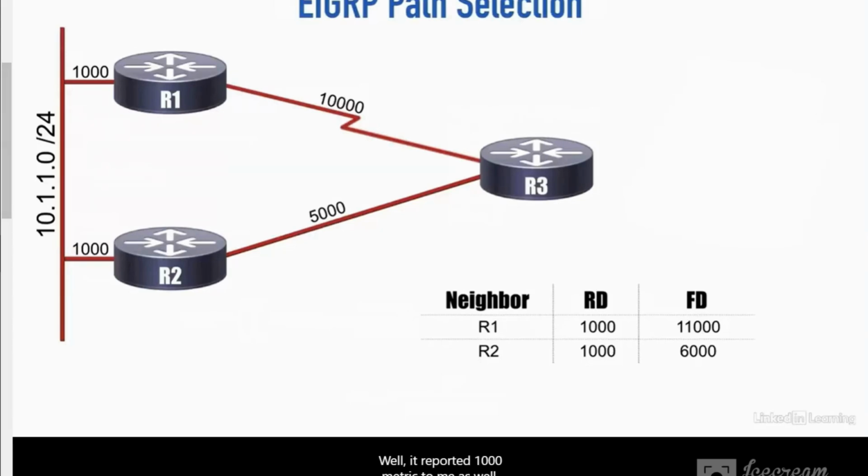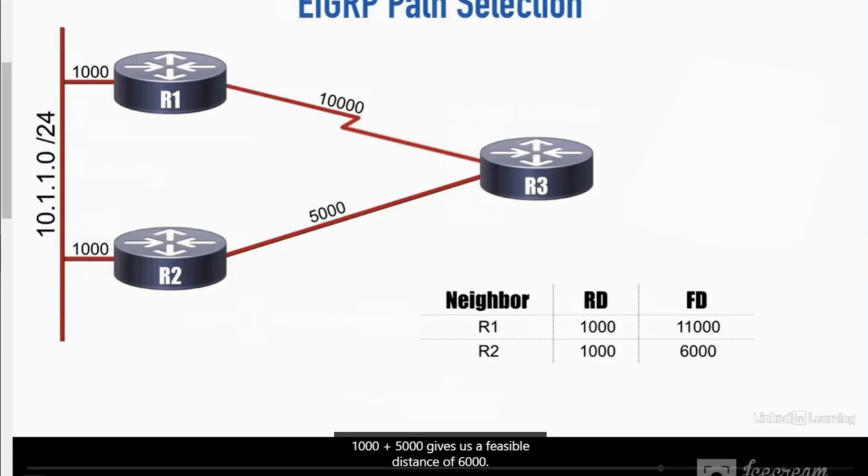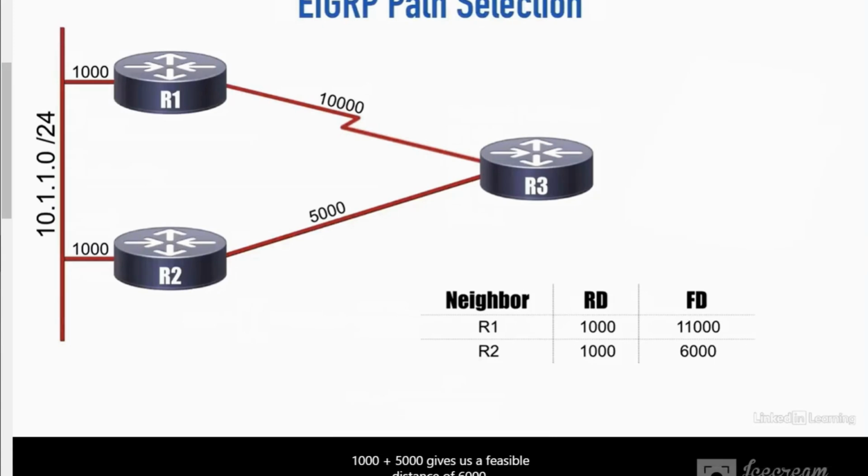What if I went via R2? Well, it reported 1,000 metric to me as well. How much does it cost me to get to R2? 5,000. Let's add those up. 1,000 plus 5,000 gives us a feasible distance of 6,000. And I'm going to go with the lowest feasible distance. And that's going to be the path via R2. That's how EIGRP calculates its metric and makes a path selection decision.